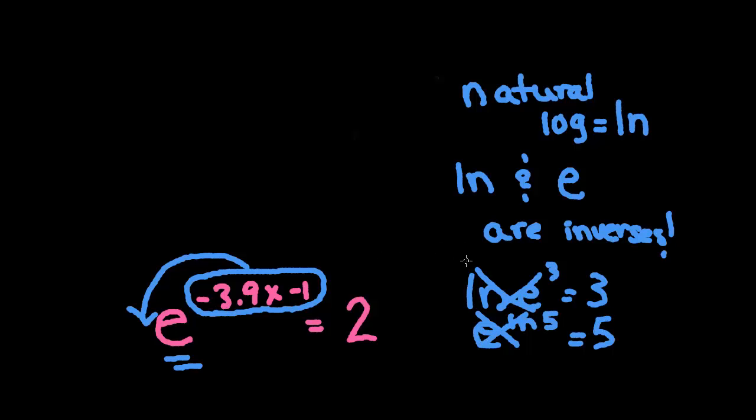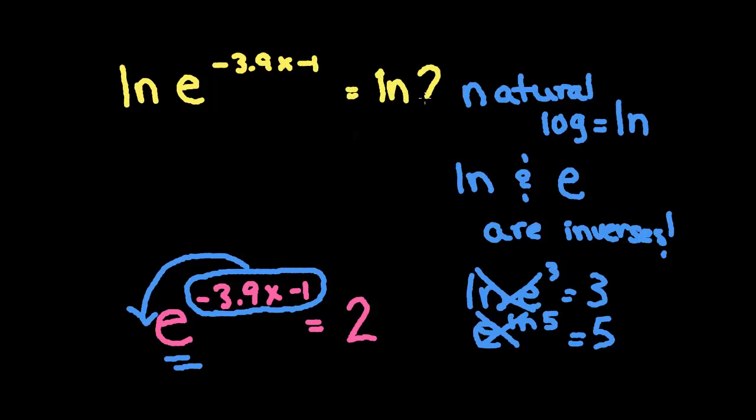So the easiest thing to do here, instead of using logs, is to use this inverse property of ln and e. So I am going to take the ln of both sides. So I'm going to take the ln of e to the -3.9x minus 1 equals what I do to one side I have to do to the other. So I'm going to take the ln of 2. So the only step I've done now is take the ln of both sides.